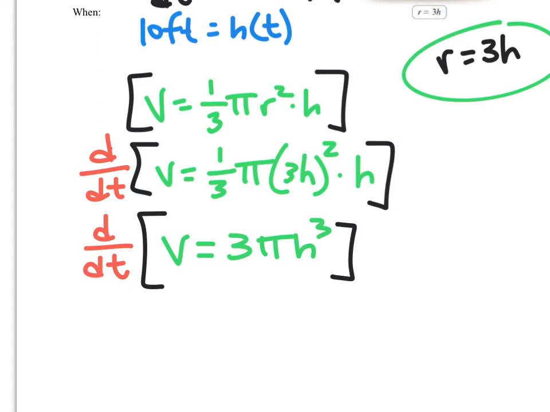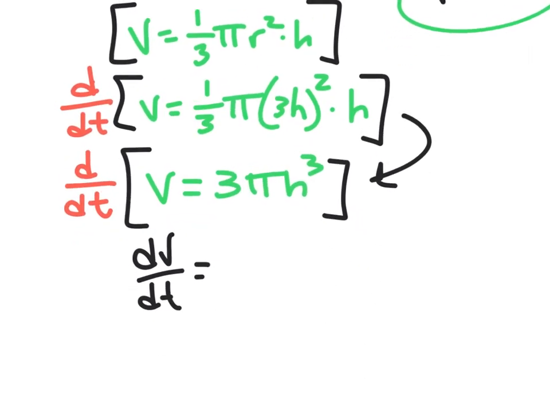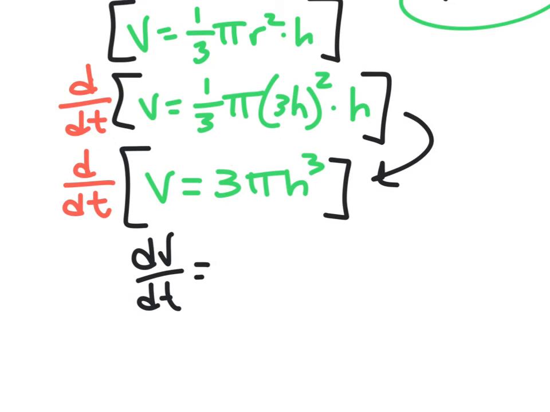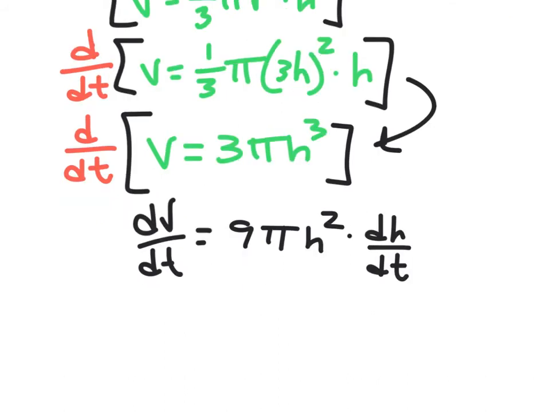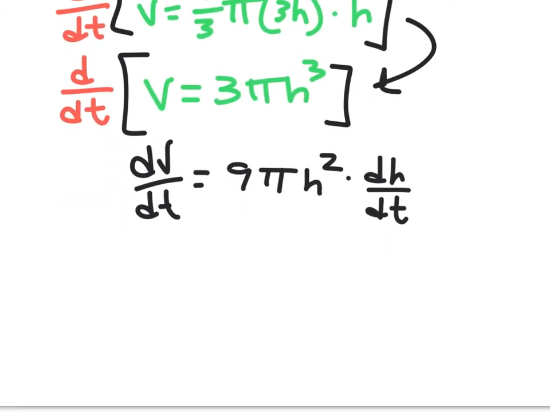Okay, so I went back and just expanded this second one, then simplified it, and now it's going to be much easier to take the derivative. So I would have dV/dt, the change in volume with respect to time, equal to, h is the variable, 9 pi h squared. Don't forget that you have to use the chain rule here, and also take the derivative of the height with respect to time implicitly.